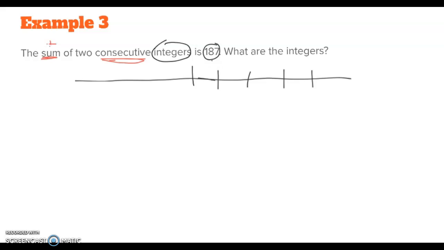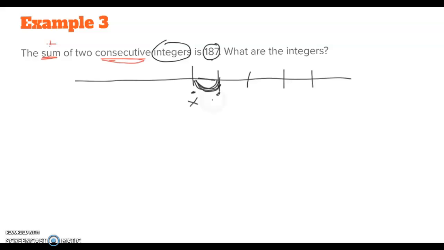So I know that my first number is going to be here somewhere on the number line, and that the next one, since it's consecutive, will be right next to it. Since I don't know anything about where the first number starts, I'm going to call that number x. And then my question is, what is the relationship between x and the number next to it? Well, how far do I have to go past x?